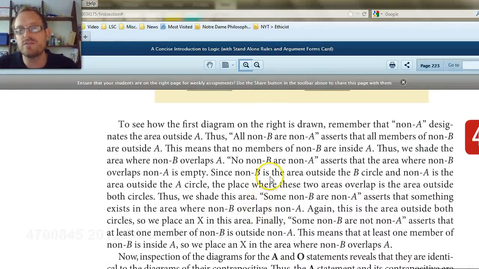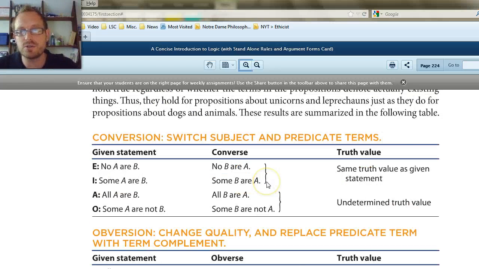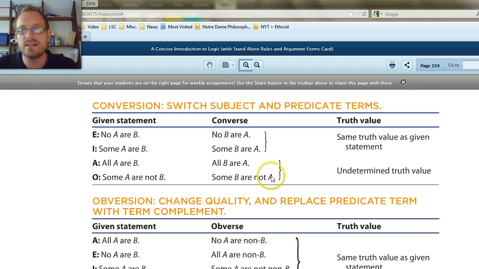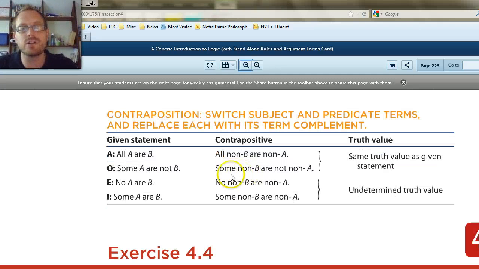One of the things you'll find quite helpful if you have the textbook is a diagram here. Here's the I statement. Here's what their converse looks like, and these have the same truth value. They're logically equivalent, whereas these have undetermined truth values and therefore commit the fallacy of illicit conversion. And for aversion, they're all the same. And for contraposition, the A and the O have the same truth value, but the E and the I are undetermined.